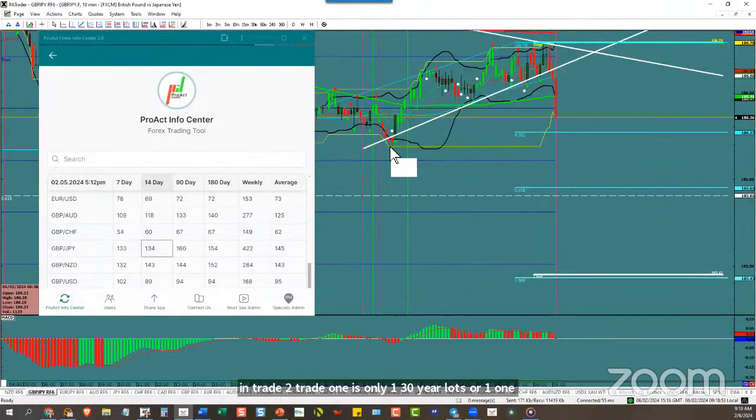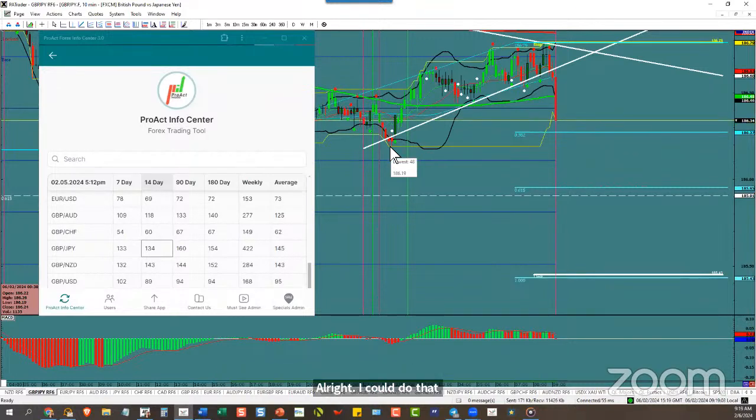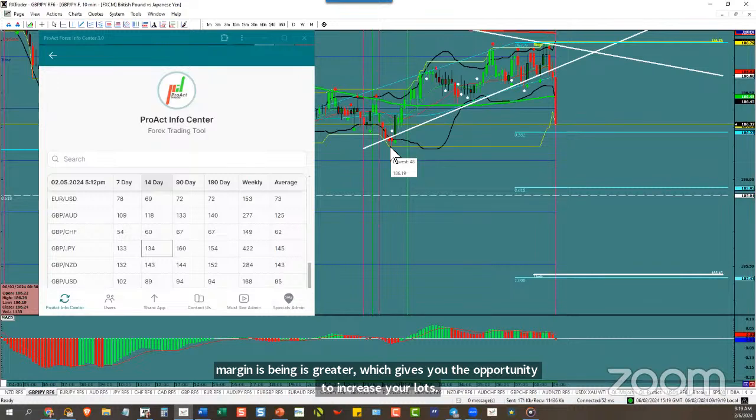All right. So, well, I'm trading minis now. Okay, I could do 3, 3, and 3. All right. I could do that. As you move up, your margin grows. Your equity keeps bumping because you're now trading with way more than 5, 8, 10 pips. Your equity curve's going up, which means that your margin is greater, which gives you the opportunity to increase your lots, which allows you to grow your account.